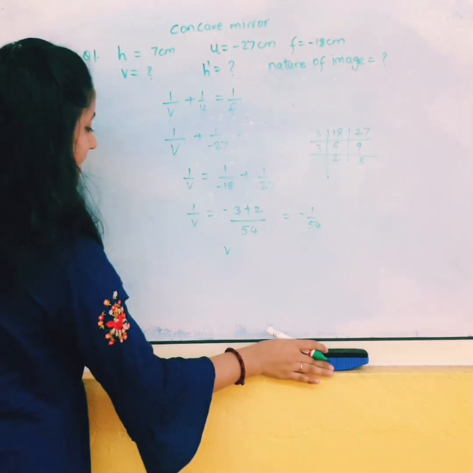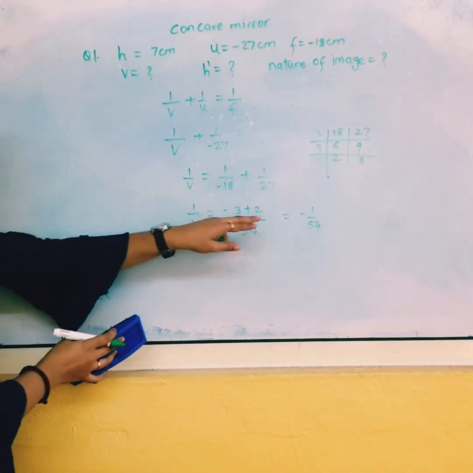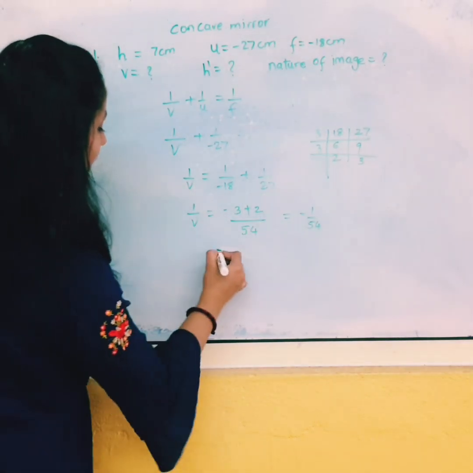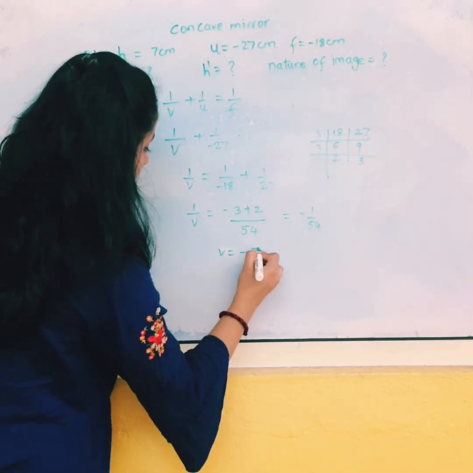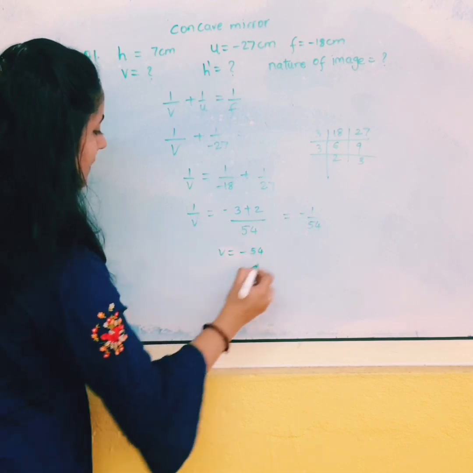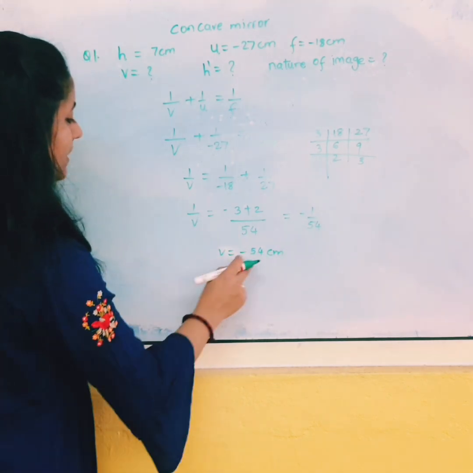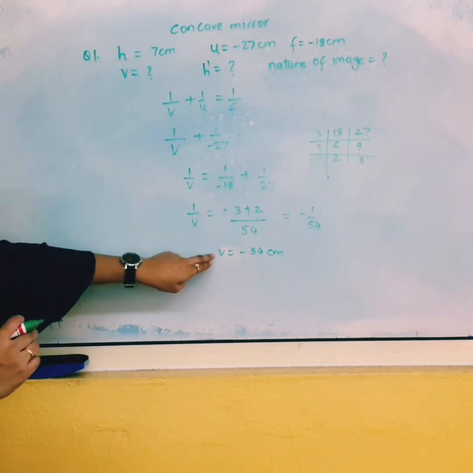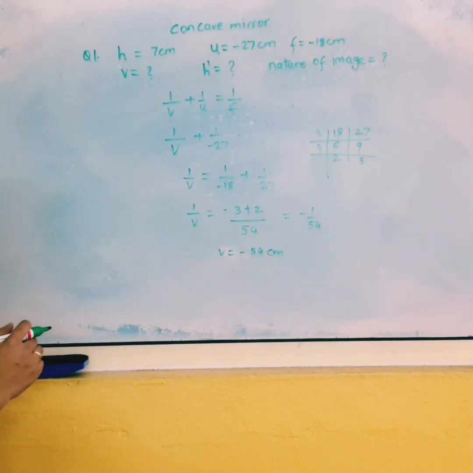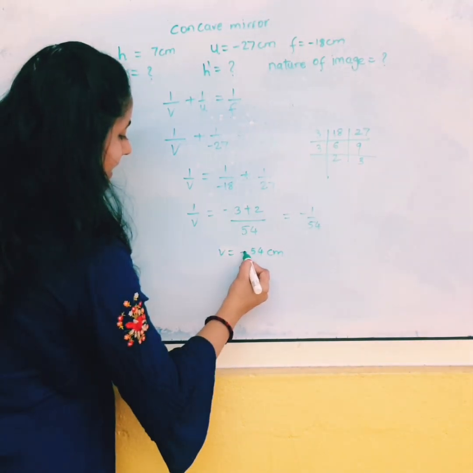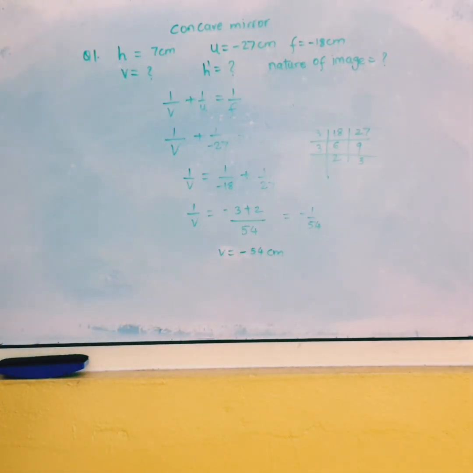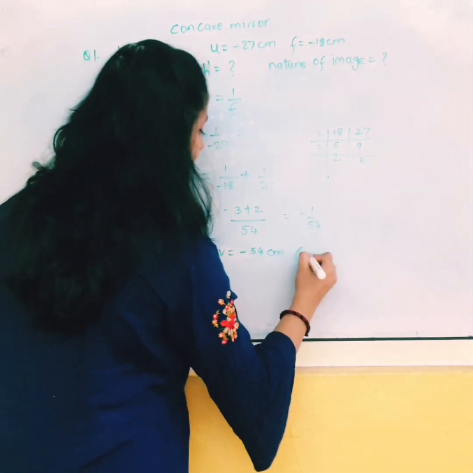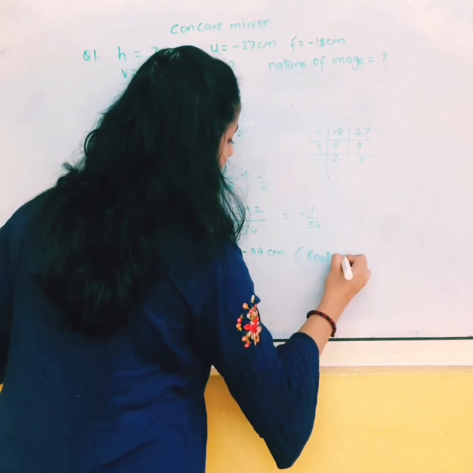So 1 upon v is equal to negative 1 upon 54. So v will be equal to negative 54 upon 1, which is negative 54, and the unit is centimeter. So the distance of the image is negative 54 centimeter. Now as you can see, there is a negative sign here. So this distance is towards the left of the mirror. So you can say that it is real and inverted.